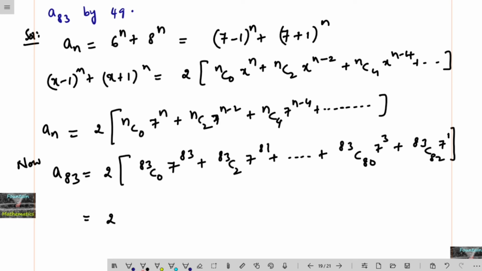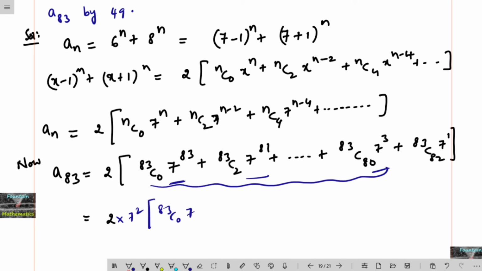So we can observe that in each and every term, 7 to the power of 83, 7 power 81 and so on up to 7 power 3, we can take out 7 square common. So 7 square into 83C0 into 7 to the power of 81 plus 83C2 into 7 to the power of 79 and so on up to 83C80 7 to the power of 1, plus again 2 into 83C2 into 7.